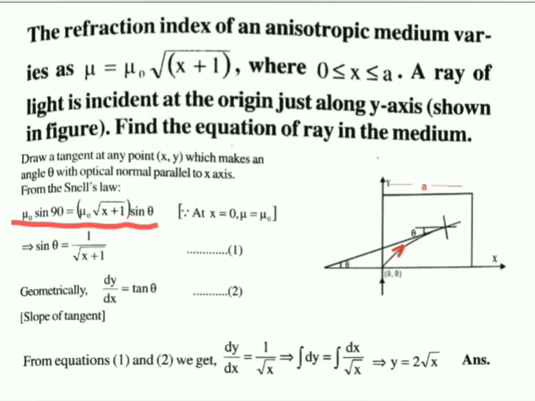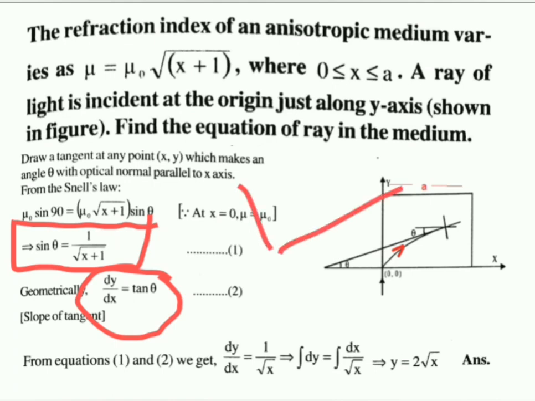And we know the slope of this curve, tan theta, is dy by dx, because they are asking you to find the equation of the ray. The equation of the ray is a relation between y and x. To get the relation between y and x, we have the value of sine theta, and we know slope is equal to tan theta. So find dy by dx: if sine theta is 1 by root over 1 plus x, you can find tan theta by making a triangle.